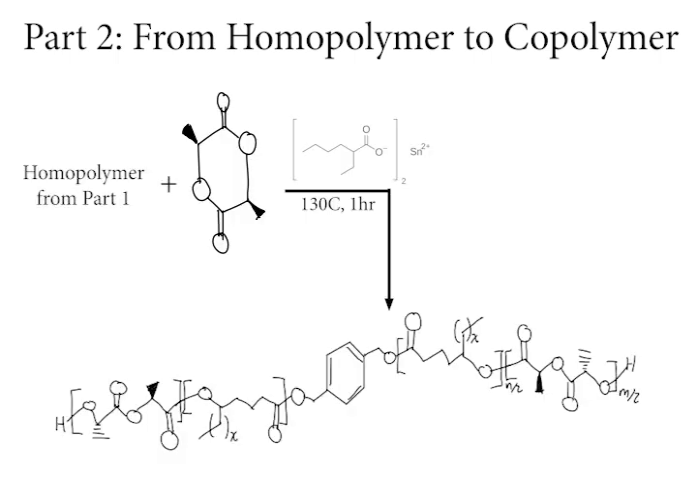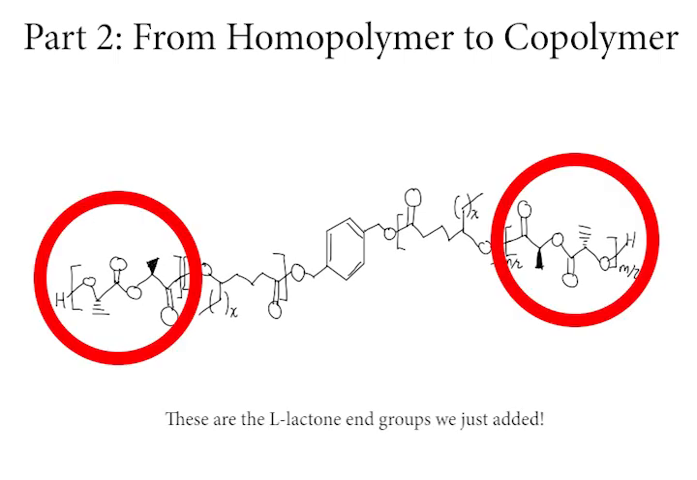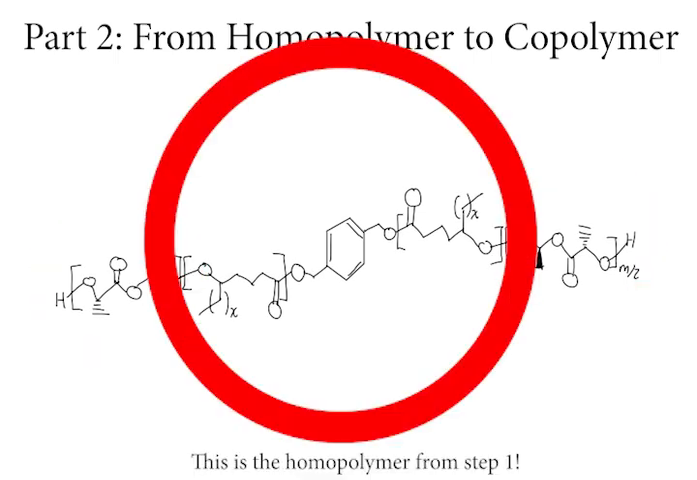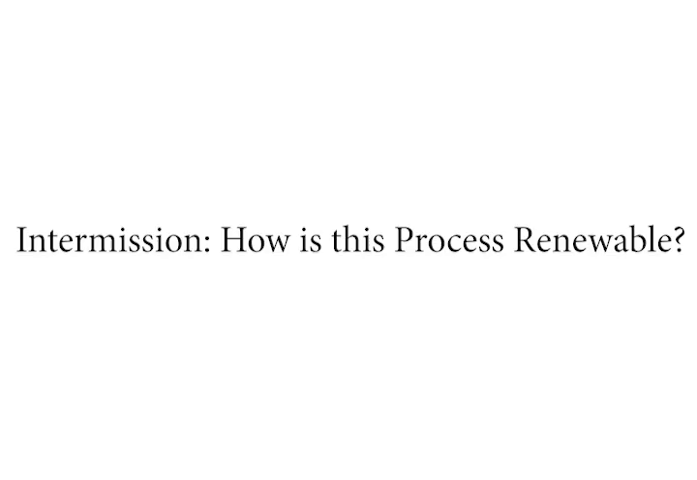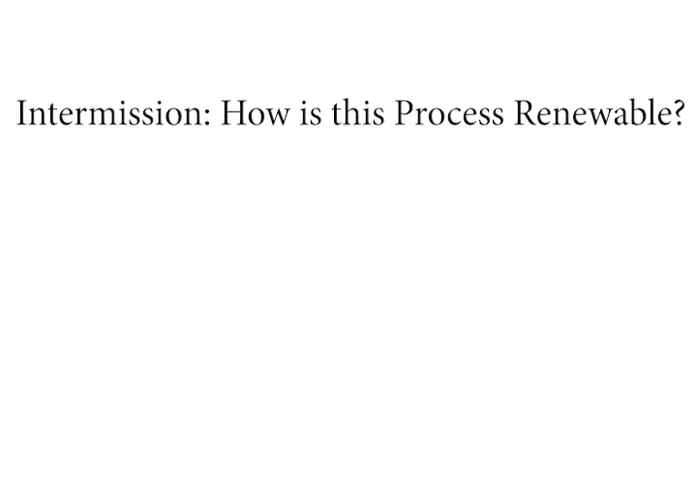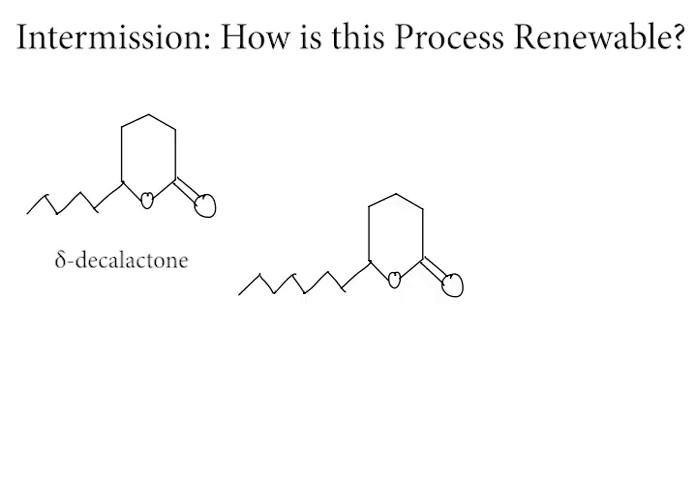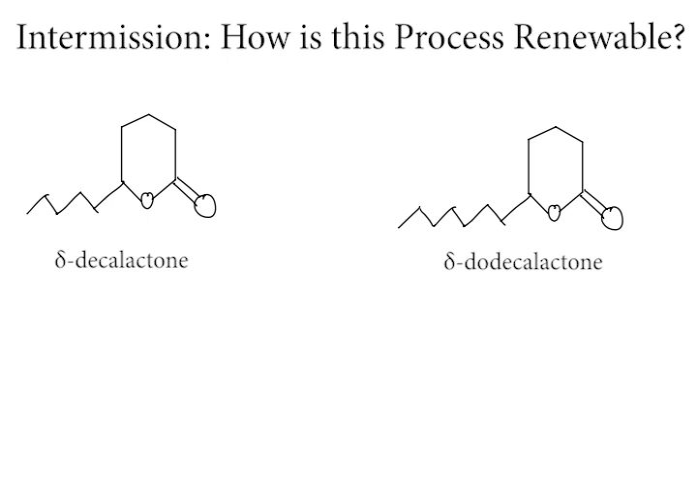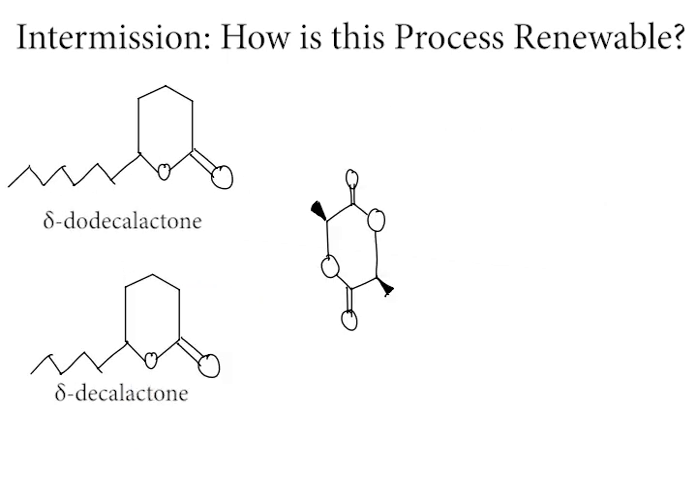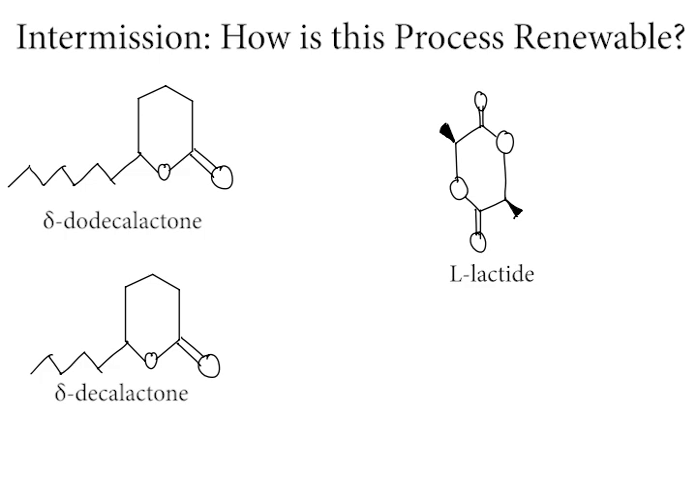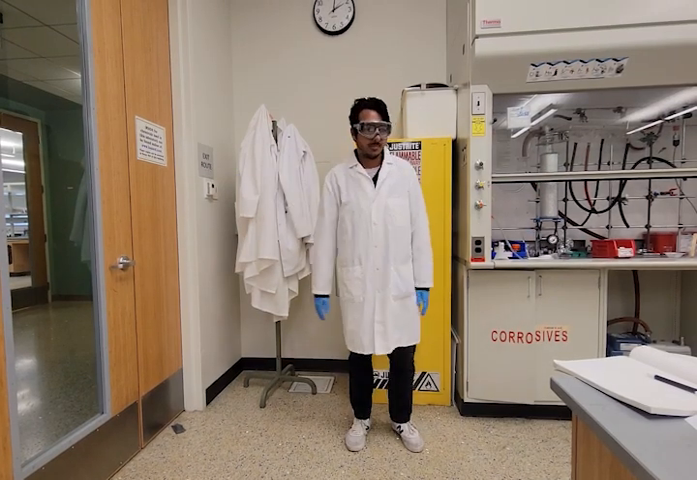It's called this because it's got 2 of the same polymer groups that sandwich in a different polymer group, hence ABA. Before moving on to the results and characterization of these 2 polymers, let's remind ourselves how this process is renewable. Both delta decalactone and delta dodecalactone are derived from fruits and dairy products, while L-lactide is sourced from plants like corn and sugarcane.